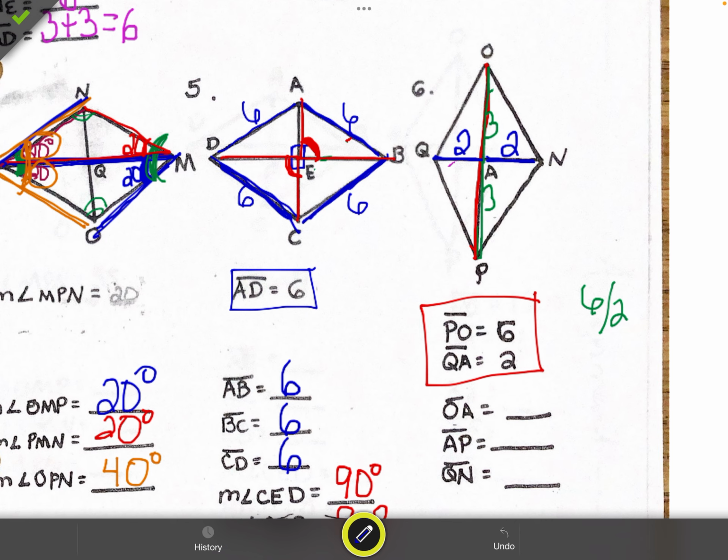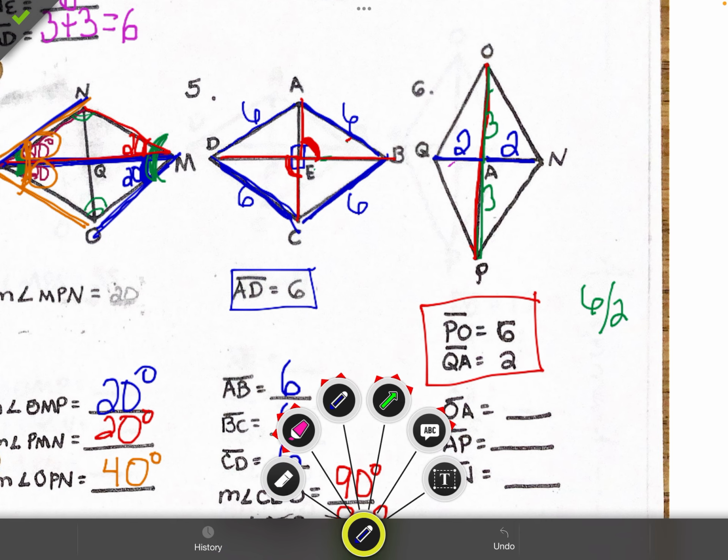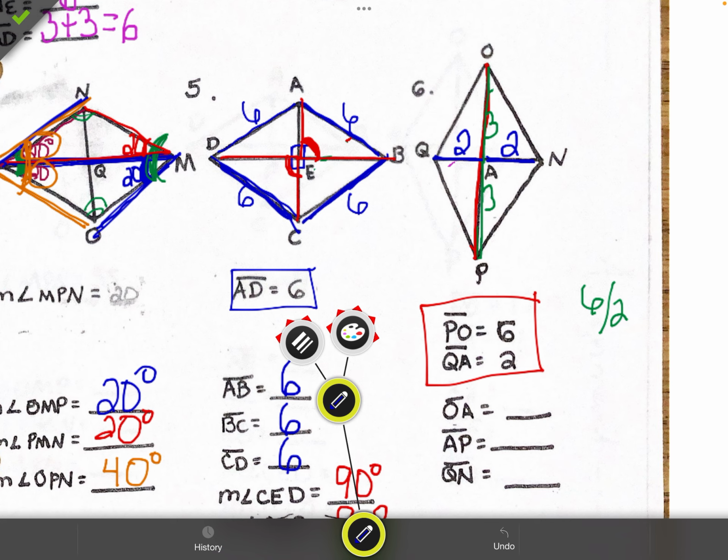All right, so let's drop down and see what they actually want me to find. So they want OA. So again, make sure you're looking at OA. Okay, so we know that's 3. The entire diagonal is 6. Half of it would be 6 divided by 2 or 3. Then they want AP. Okay, so they want the other half. And now they want QN.